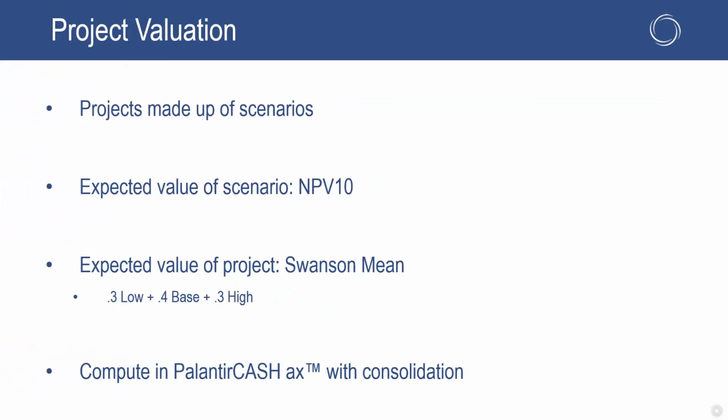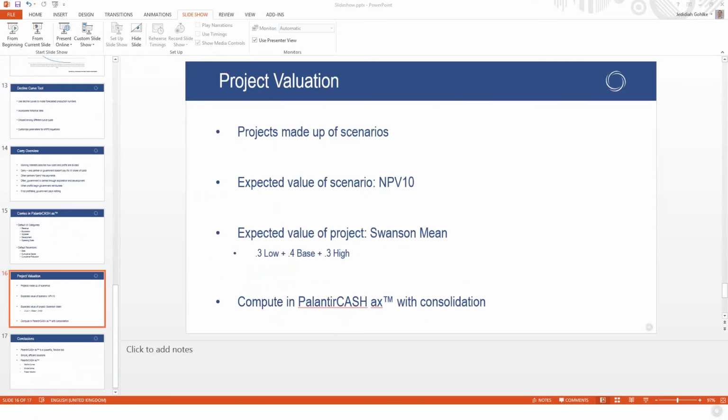So we have a low, a base, and a high scenario, and suppose we expect that there's a 30% chance that the low scenario will occur, a 30% chance the high scenario will occur, and a 40% chance the base scenario will occur. What's often done then is that these factors you see here, the 0.3, 0.4, and 0.3 again, are multiplied by these scenarios so that they're weighted in this way and then added to give you the Swanson mean, or an average. This is actually very easy and simple to do in Cash AX, and I'll show you how we can do that now.